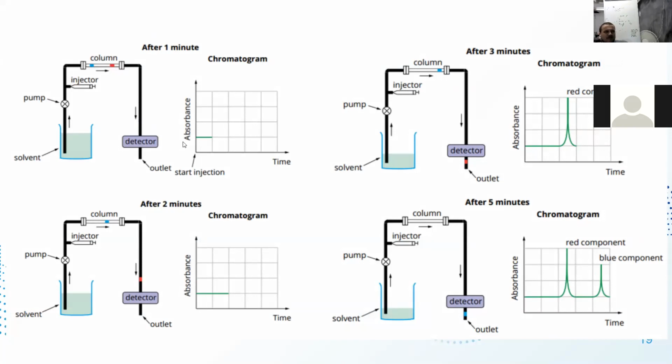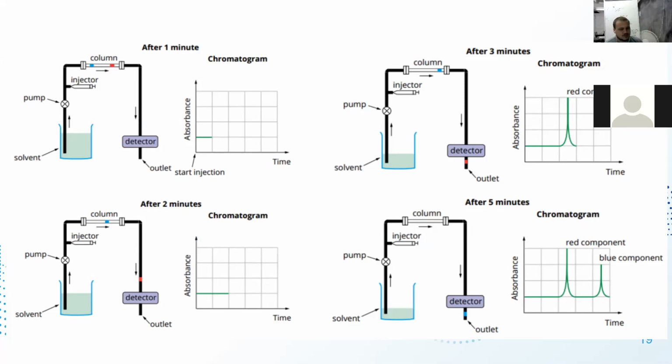After 1 minute, we don't see any peaks. After 2 minutes, still nothing. The red has come through first because if this was water, it's the most polar. It's going to come through that column, and it shouldn't really be called a solid phase because it's not solid. Otherwise, nothing would pass through it. It's like a semi-porous gel that's got literally beads inside of it. And then after 3 minutes, the red component comes out. At 5 minutes, the blue component comes out.